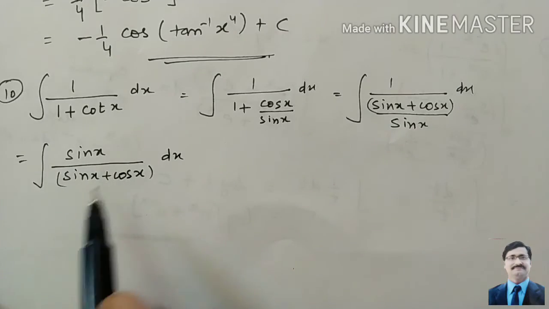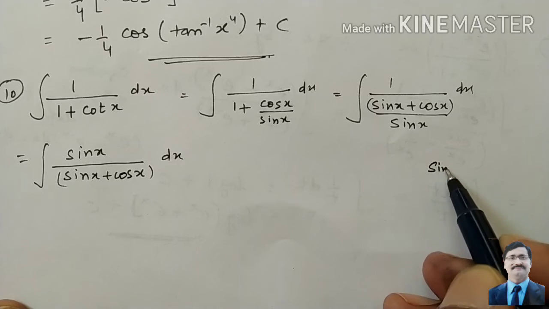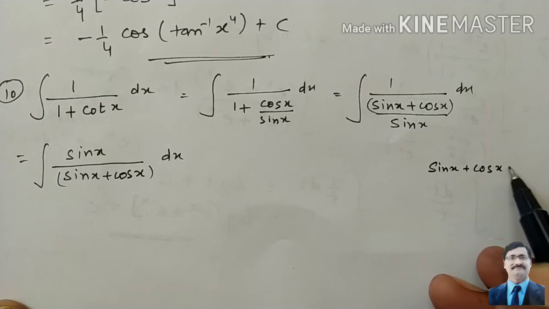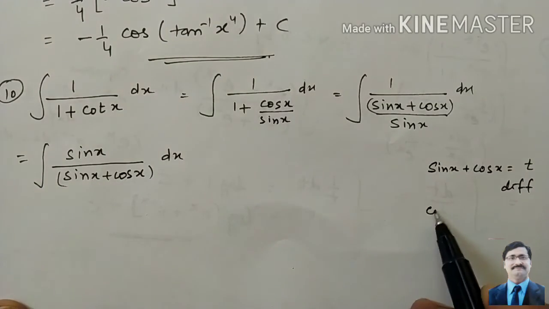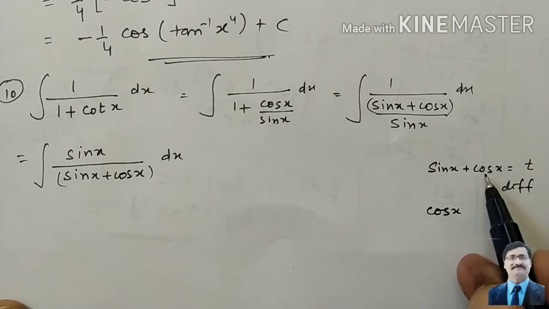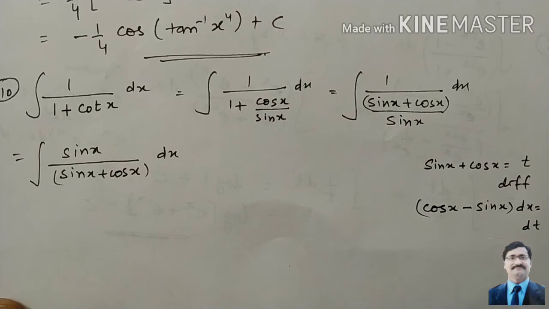Look here, after this we suppose sin x plus cos x equal to t. If we differentiate, sin x gives cos x, and cos x differential gives minus sin x, and dx equal to dt. Okay, so look at this format, we want this type of format in the numerator. So look here how we can get this type of format.